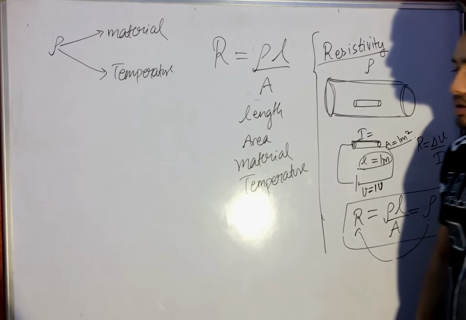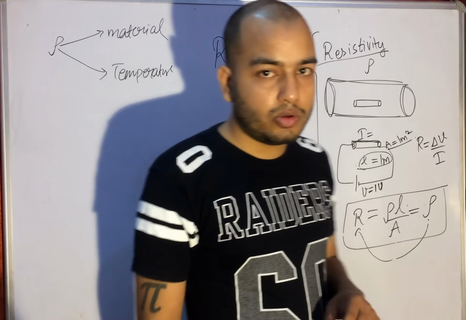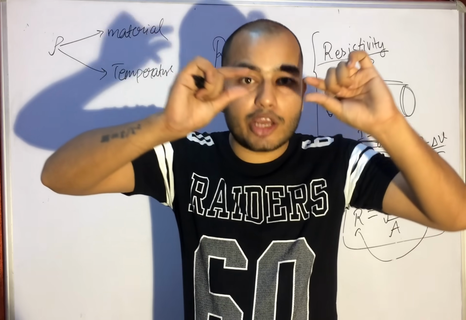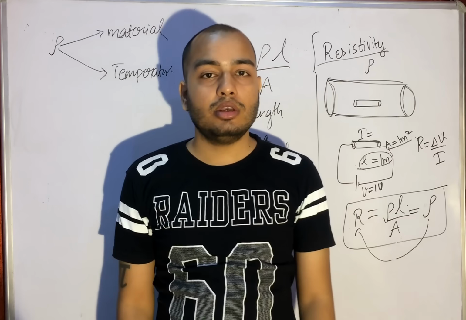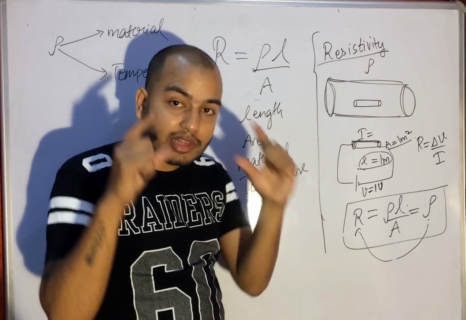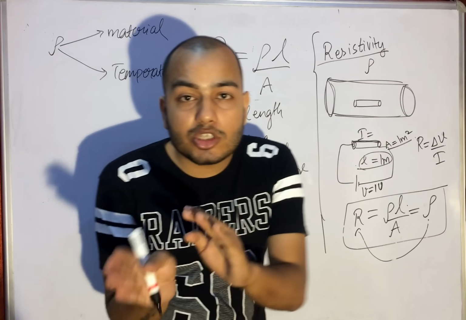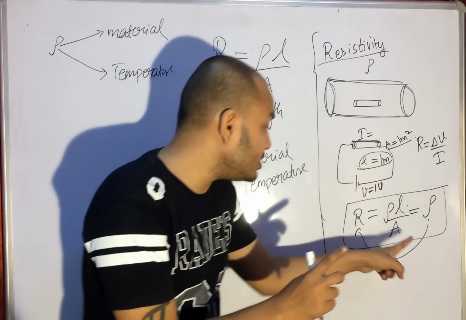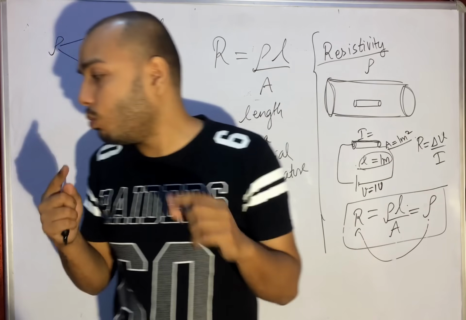Okay, so if I ask you what is the resistivity of water, what will you do? You will take water and construct a wire of water of length 1 meter and area 1 meter square. And you will find the resistance of that much water, and that will be called the resistivity. Resistivity of a material is the resistance of the wire of that material of length 1 meter and area 1 meter square.